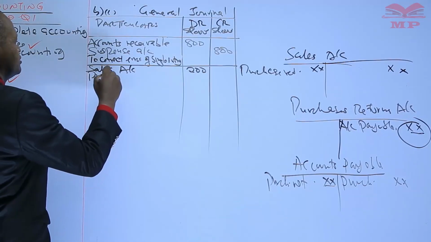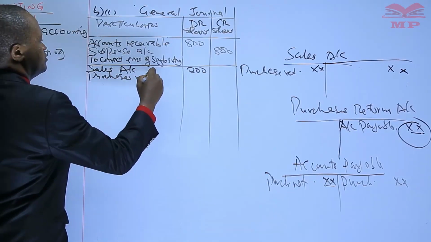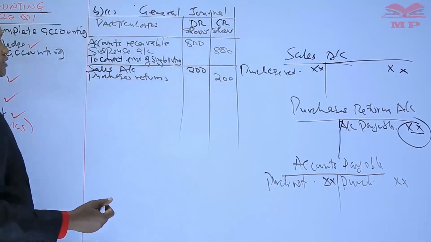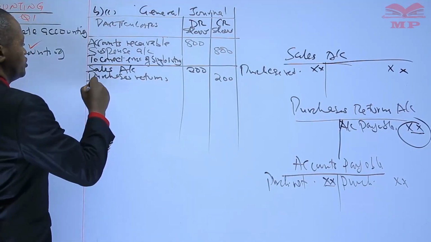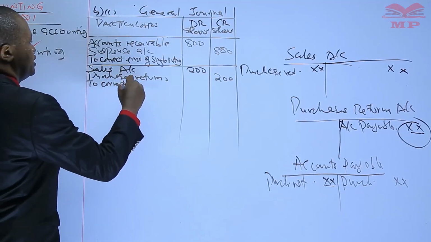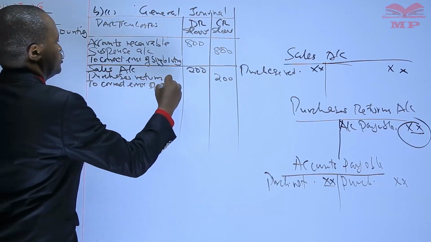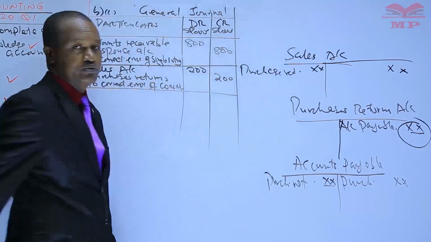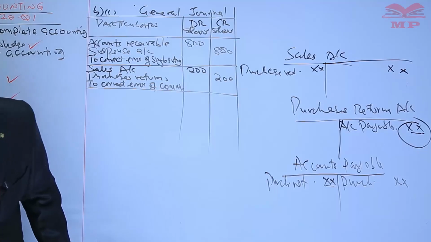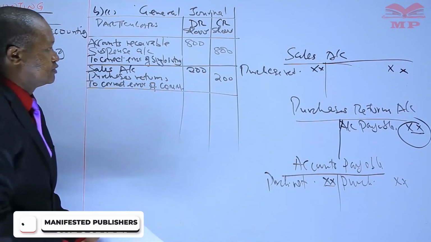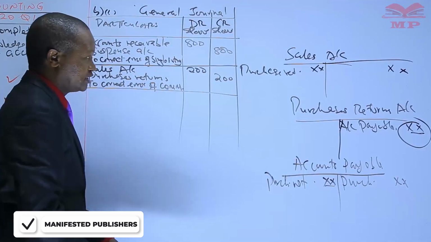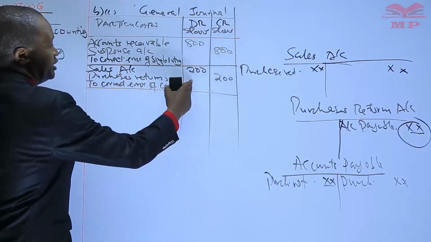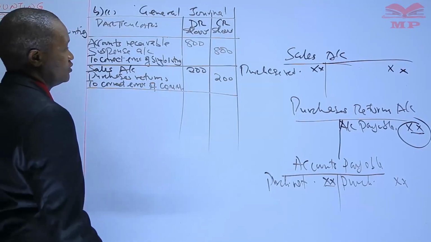Purchases returns should be credited 200,000. The narration is to correct error of commission. I hope you are following the discussion. I'm not just making the entries, I'm making the effort to ensure that you understand why I'm debiting and why I'm crediting the entries in the general journal.